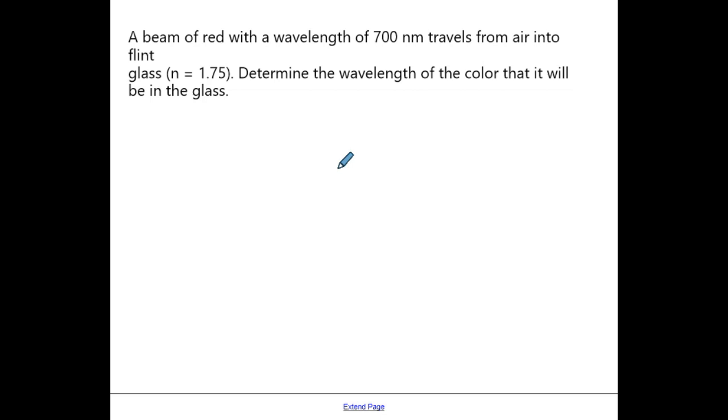Let's try another one here. Let's say there's a beam of light with a wavelength of 700 nanometers. That's what nm stands for, nanometers. And it's going to travel from air into glass. So I'm going to do it like this. Here's going to be side 1.